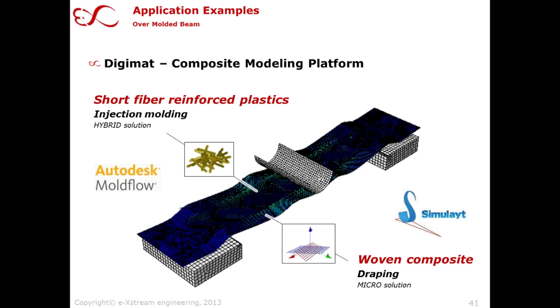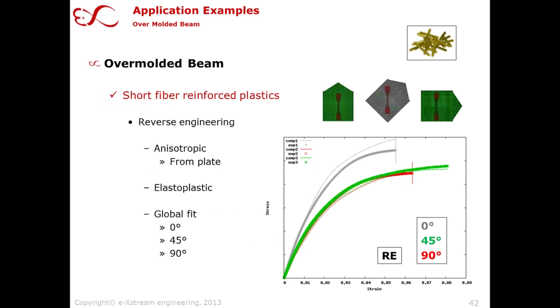part is a hybrid composite part made of woven composite, so organo sheet overmolded with some features which are a thermoplast with short fibers in it. And with Digimat, you can describe both the woven composite and the short fiber reinforced plastic with the same modeling approach. And this is what I want to show you here.